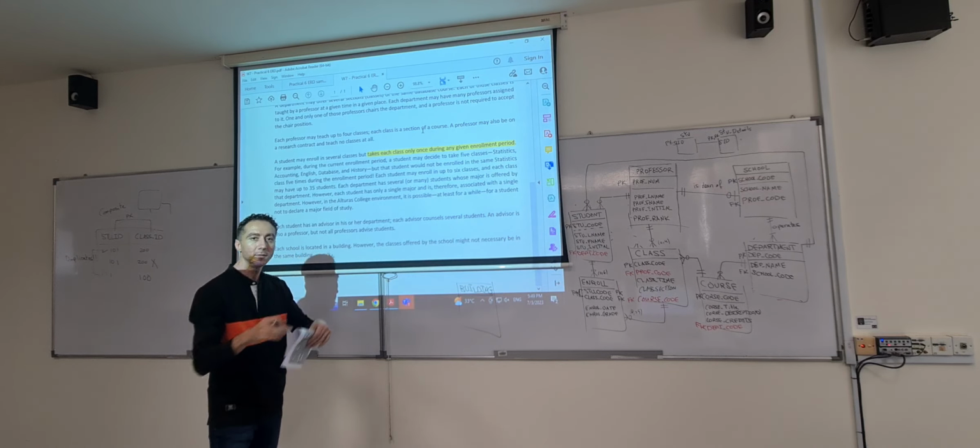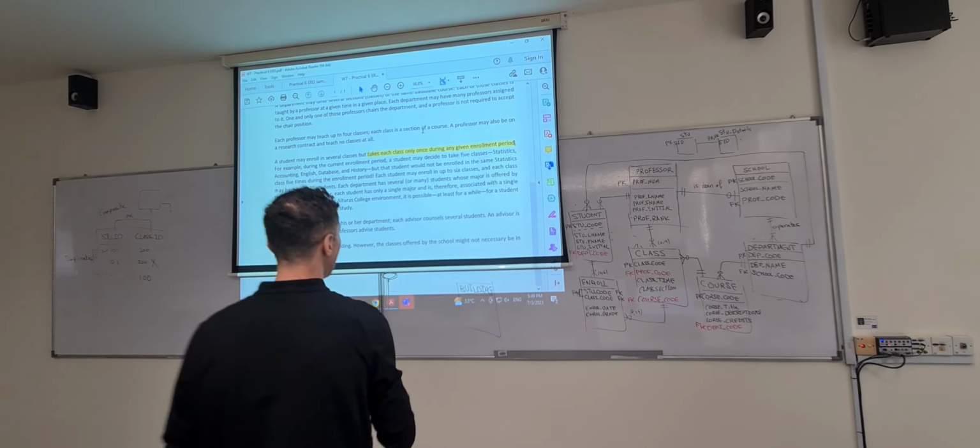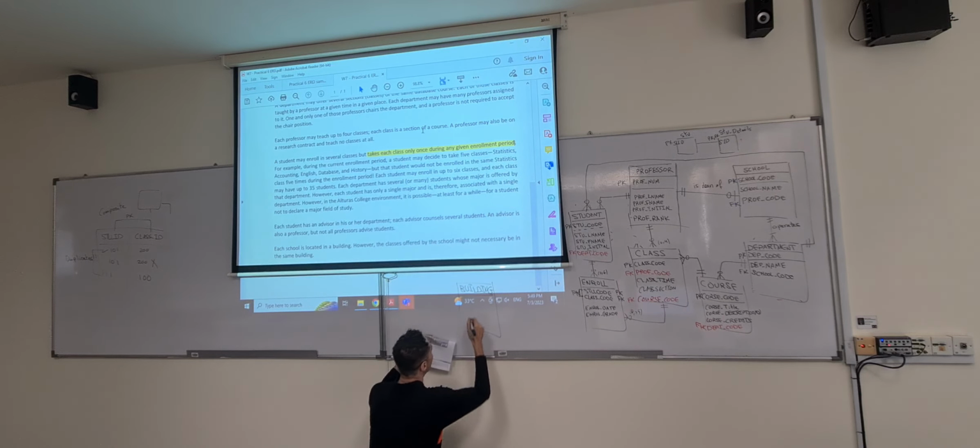So we have building code. We have building code. This can appear here. Yeah, good. Building code. So I'm gonna just make it shorter so I don't need to write a lot. BLG, building. Then we have code, and then this is gonna be primary key, of course. Then we got building name. And let's add location.